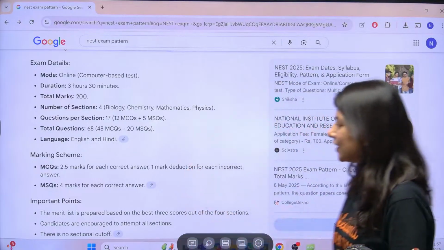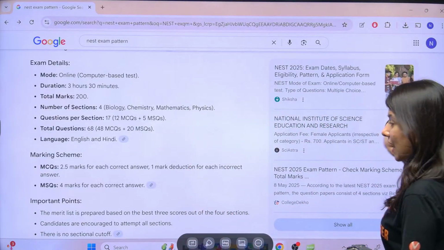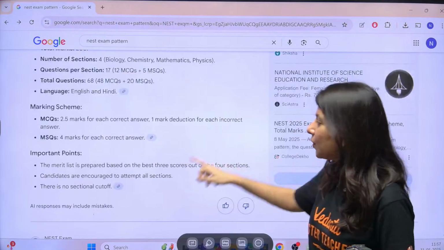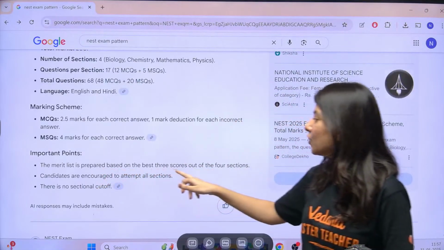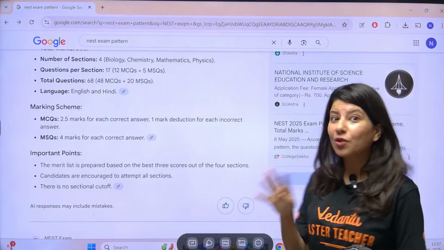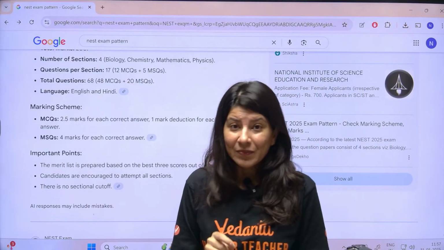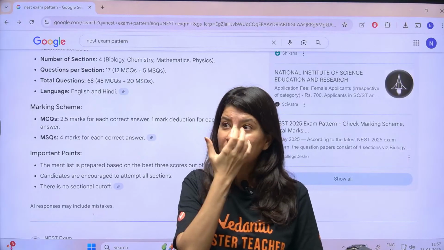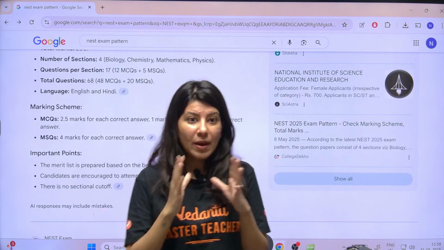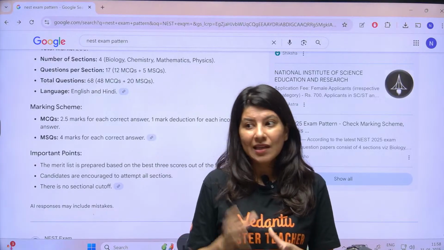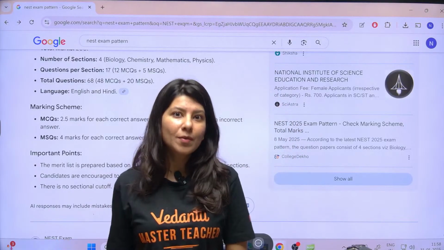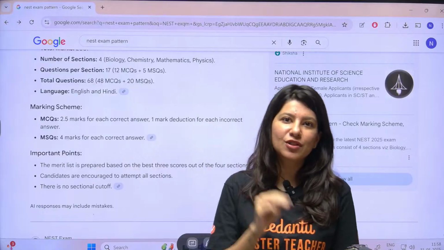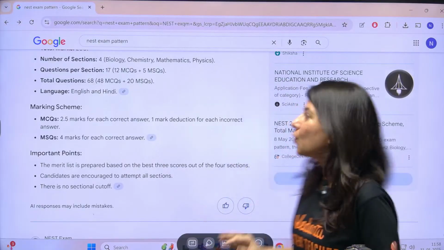So this is your NEST examination. And also an important point to note, the merit list is prepared based on the best 3 scores out of the 4 sections. So you need to choose your sections. If I'm sticking to PCM, then you can ignore bio, because the best of 3 sections will be your final score, okay everybody.